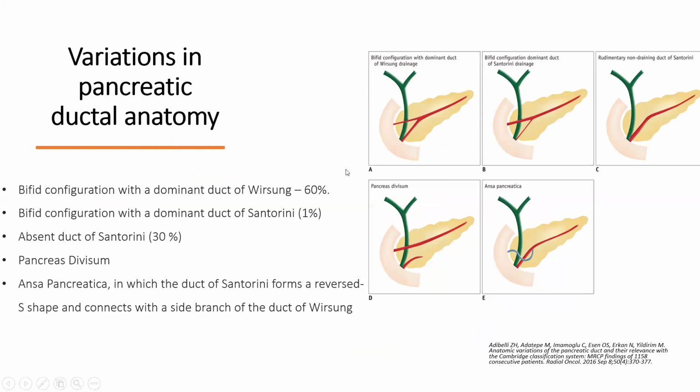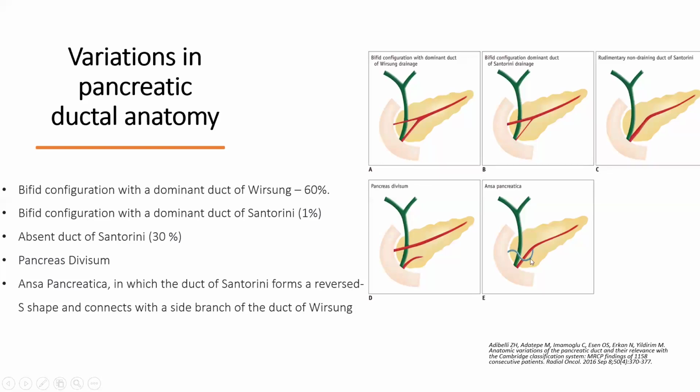There can be a bifid configuration with the dominant duct of Wirsung. So the dominant drainage here you can see is by the duct of Wirsung. You can have a bifid configuration where the dominant drainage is via the duct of Santorini. You can have an absent duct of Santorini, or you can have pancreas divisum where there is no connection between the dorsal pancreatic duct and the ventral pancreatic duct.